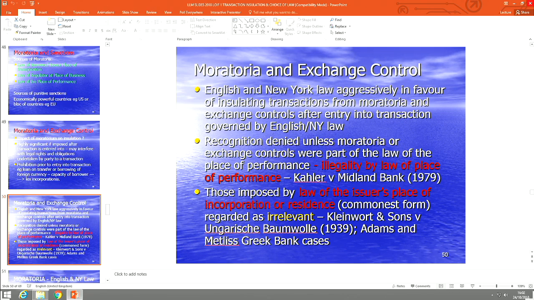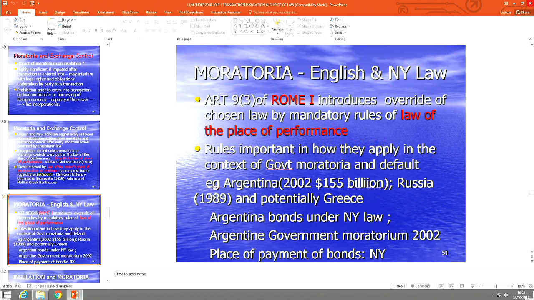And it is also clear law, both under English and New York law, that the law of the issuer's place of incorporation or residence is completely irrelevant. That was established long ago in the cases involving the investment bank Kleinwort & Sons with a number of German companies in 1939. And also, of course, you came across this in the Greek bank cases, which I talked about last week. So, the only override now is the Article 9.3 override.